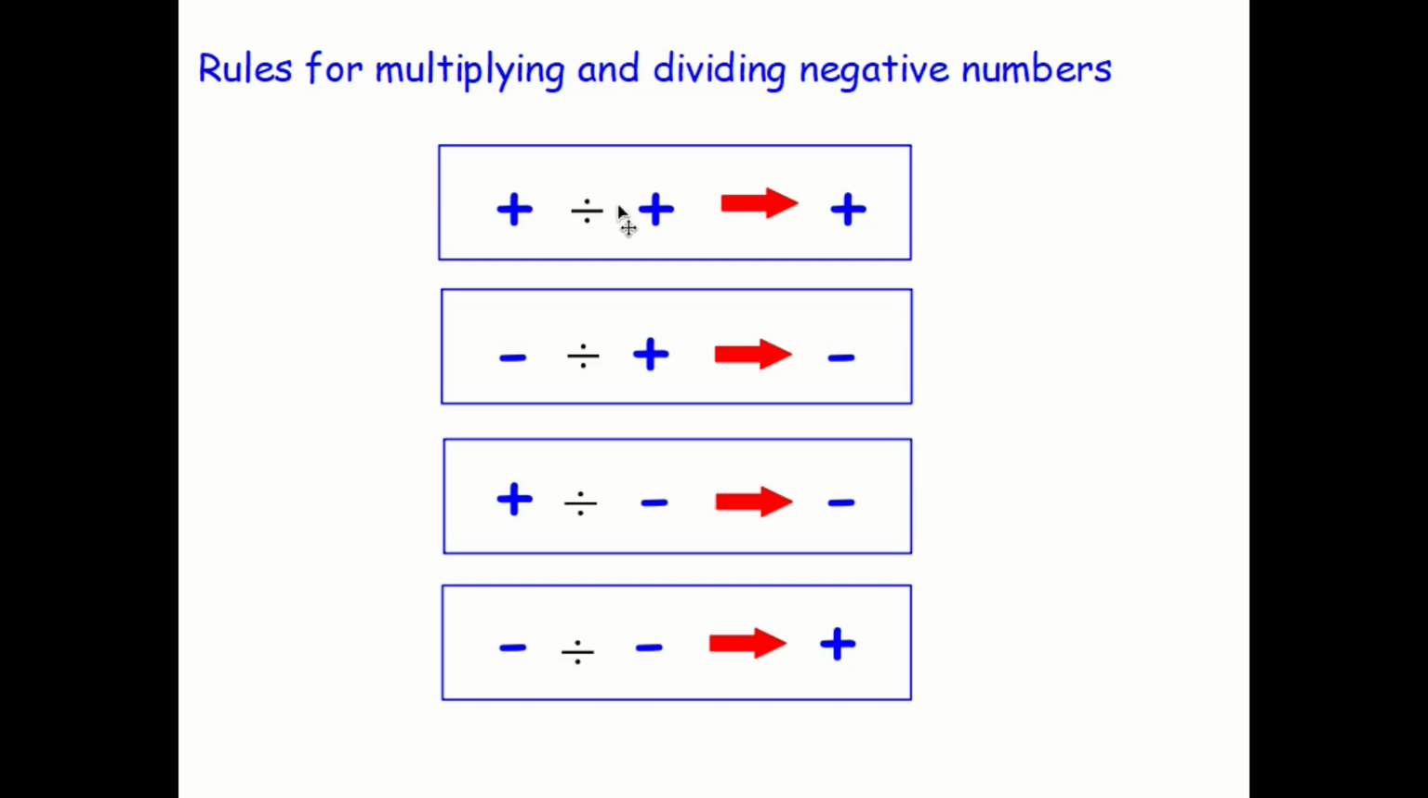Similarly, if we divide a positive by a positive number, we get a positive number. If we divide a negative number by a positive number, we get a negative number. If we divide a positive number by a negative number, we get a negative number. And if we divide a negative number by a negative number, we get a positive number.